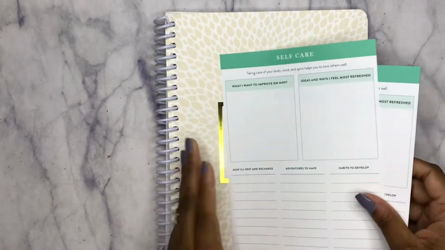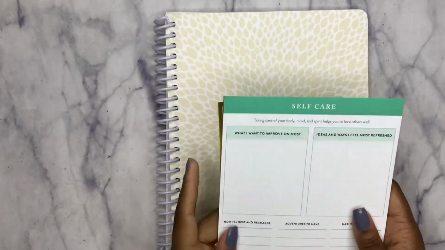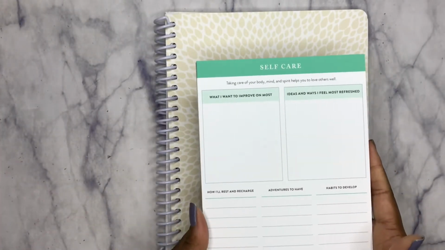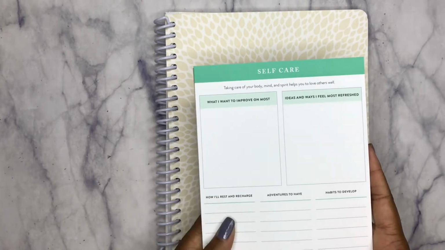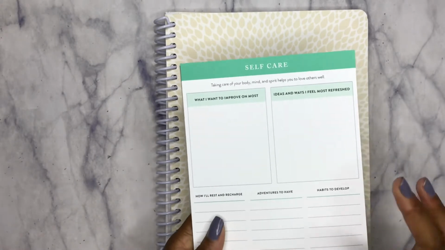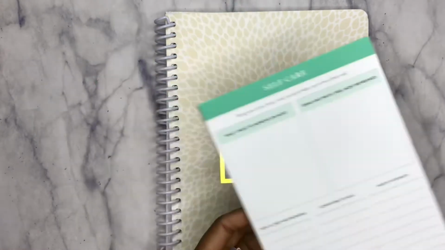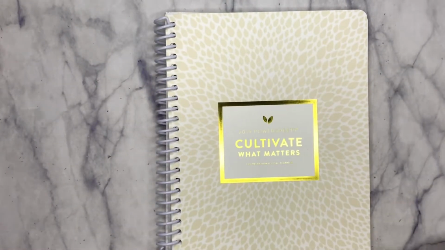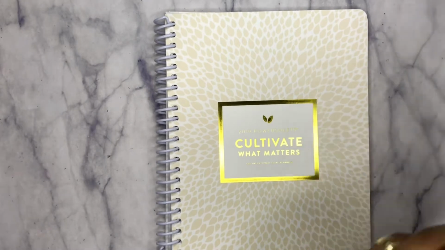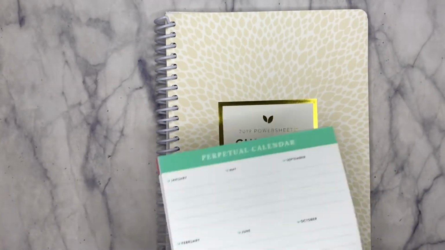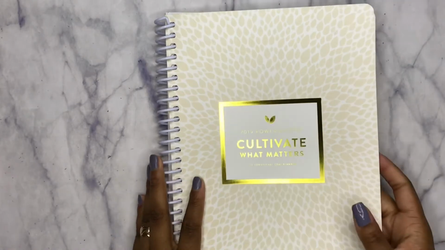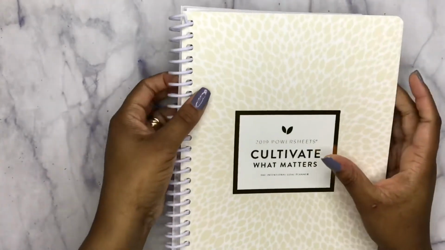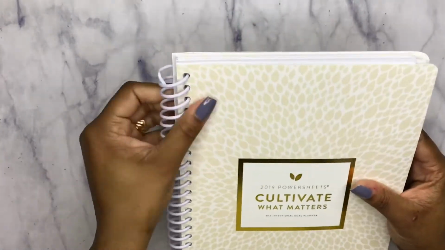And then we have self-care, and there are 2 of those. It says, I want to improve most on ideas and ways I feel most refreshed, how I'll reset and recharge, adventures to have, habits to develop. From what I've seen so far, just looking at these wild card sheets, I think they did an awesome job on detail, on making sure that you are having to think about these things.